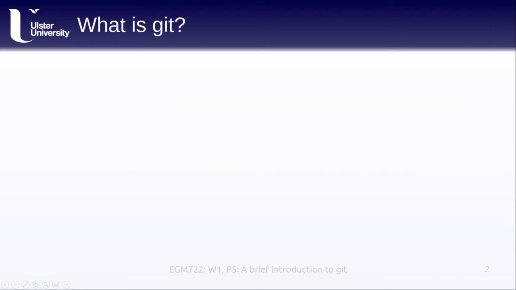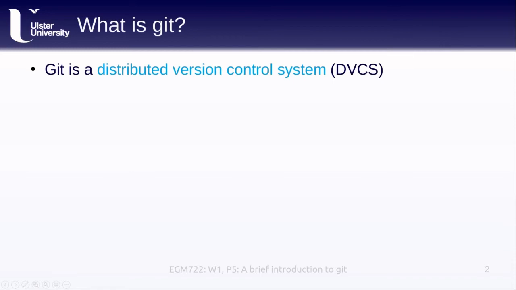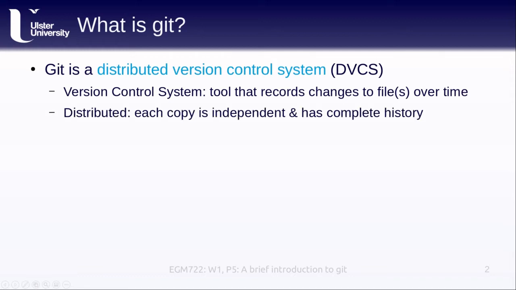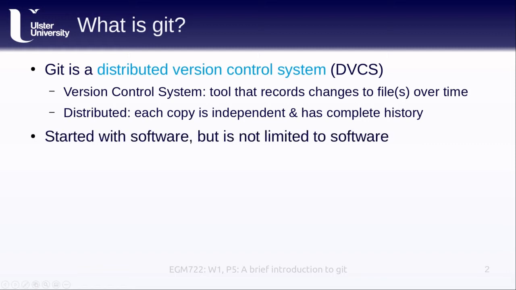So what is Git? It is a distributed version control system, or DVCS. A version control system is just a tool that helps us to record changes to files over time. It is distributed in that each copy of the thing that we're keeping track of is independent and also has the complete history of the project up to that point.